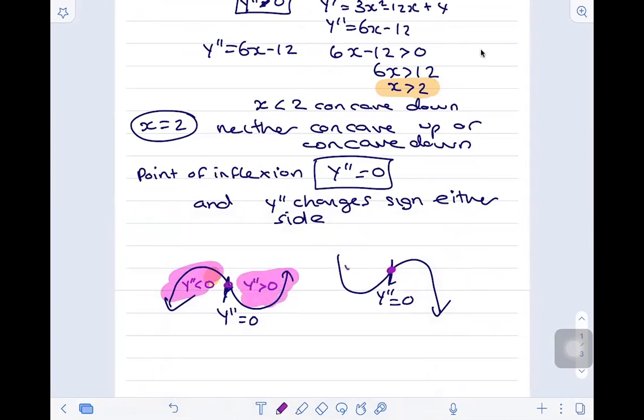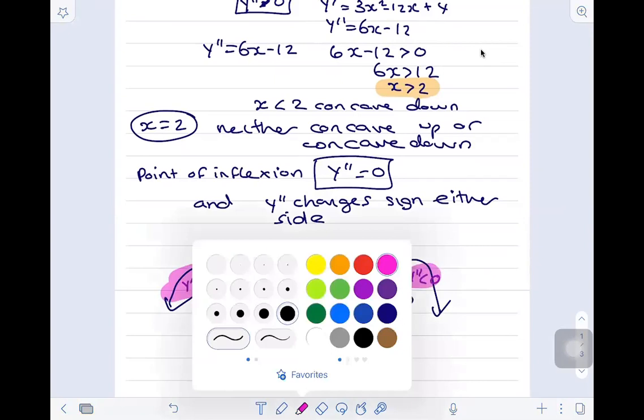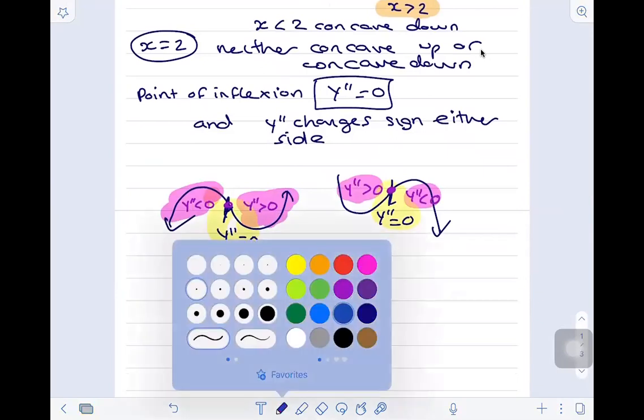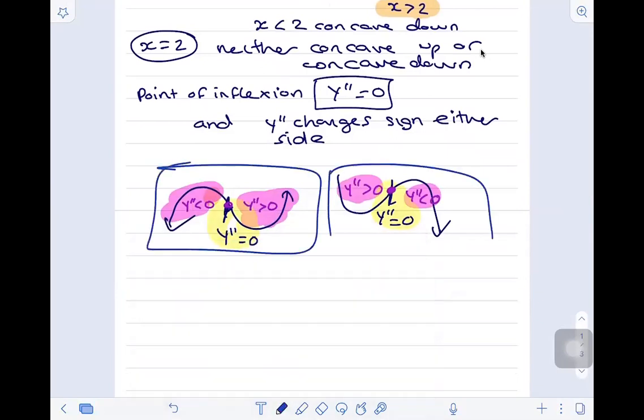And this one here, y double dash is greater than 0 because it's up. Y double dash is less than 0 because it is down. And right at the point of inflection, that's where it is 0. Okay, so that's just a point of inflection that is in between two stat points.